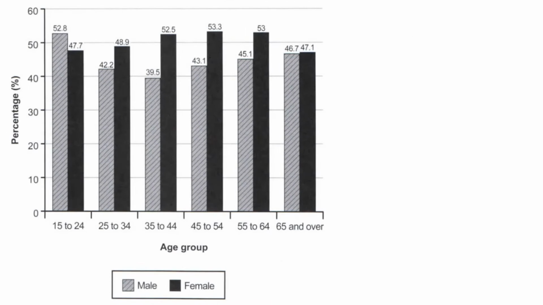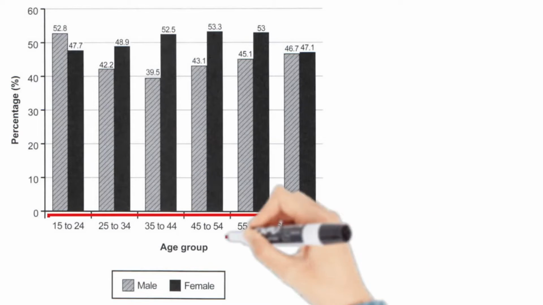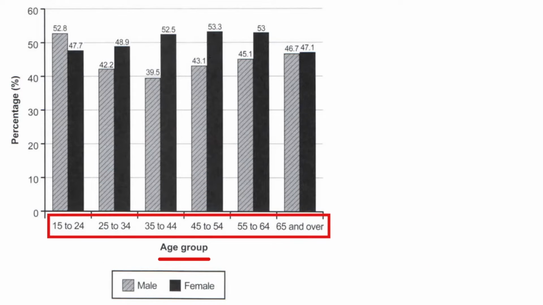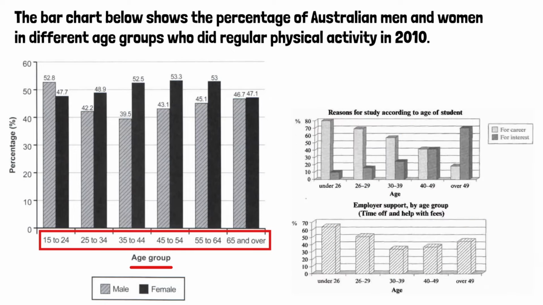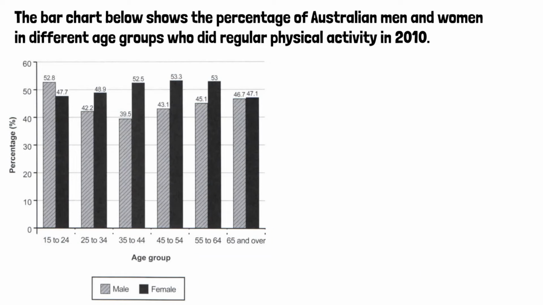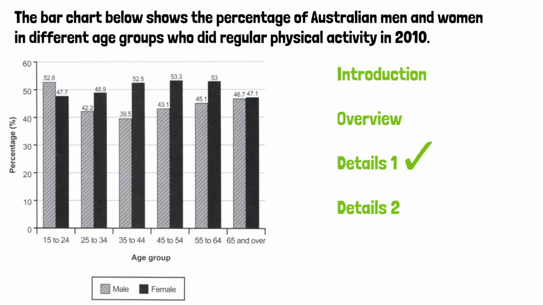Today I'm going to use this chart to show you how to describe a chart when the categories on the x-axis are age groups. Hopefully, you can use what you will learn in this video to describe other age group charts like this one. Now, let's read the chart together. The bar chart below shows the percentage of Australian men and women in different age groups who did regular physical activity in 2010.